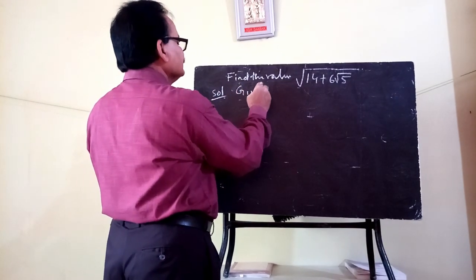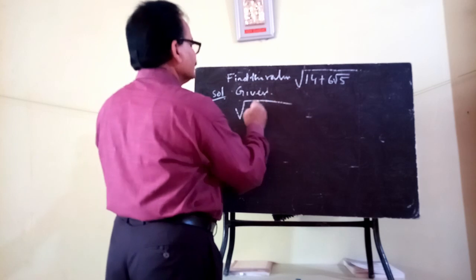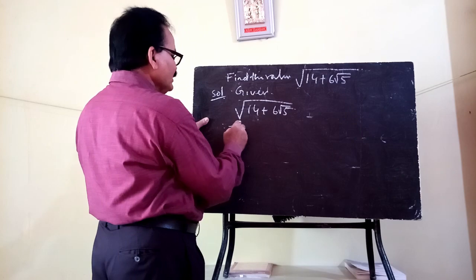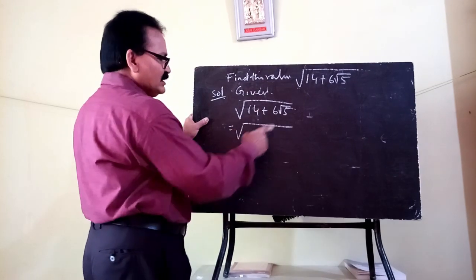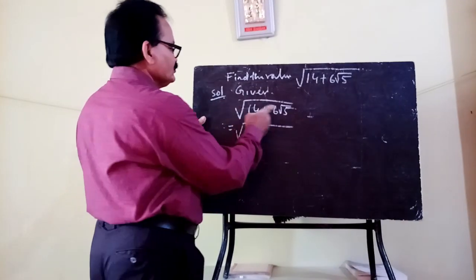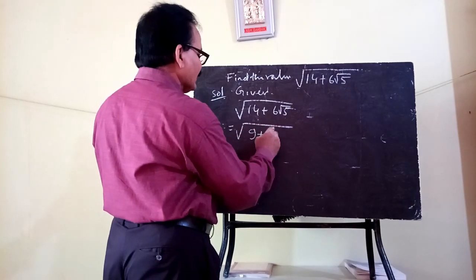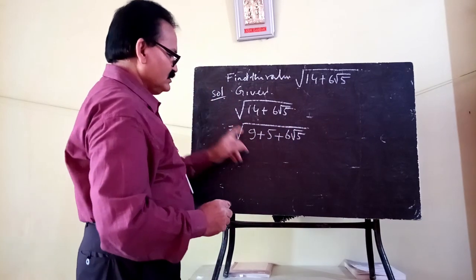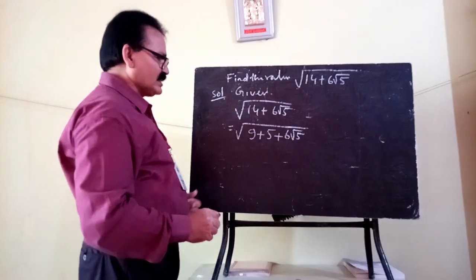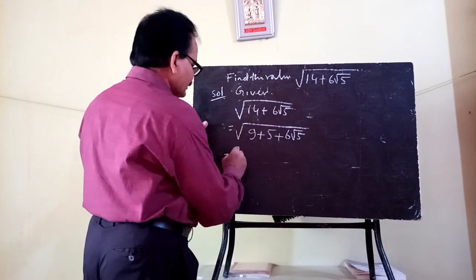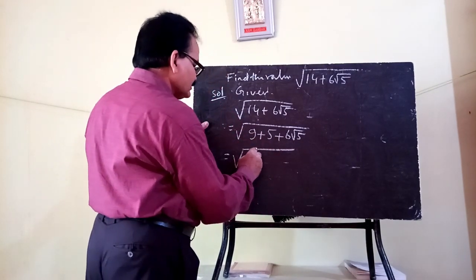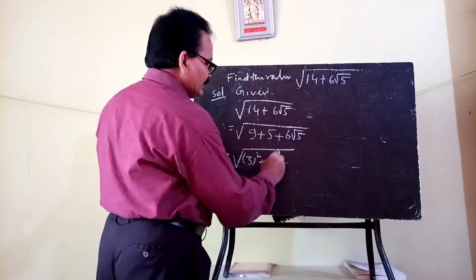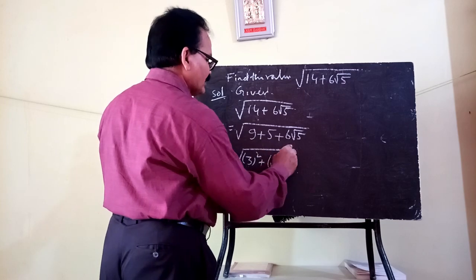Your given part is 14 plus 6 root 5. So you may split up this 14 keeping in mind root 5. So you can split it up into 9 plus 5 plus 6 root 5. 9 plus 5 is 14, so 14 is split into parts. So then what you have to write? 9 can be written as 3 square plus this 5 can be written as square root of 5 whole square.